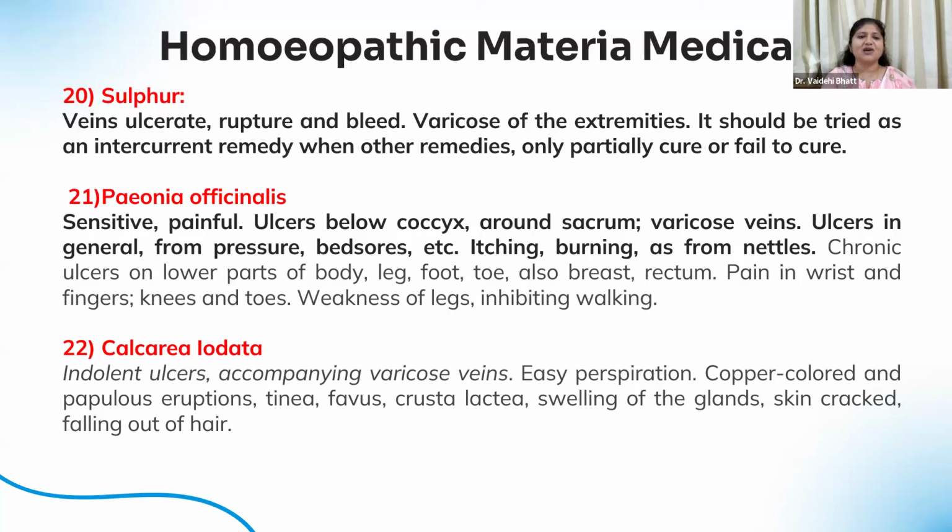Then Calcarea iodata. Calcarea iodata is indicated for indolent varicose ulcers, and the person will easily perspire, and these ulcers will give a coppery look with papular eruption, tinea, fevers, coxalgia, thickening of the skin, swelling of the glands, and skin cracked with falling out of the hair.